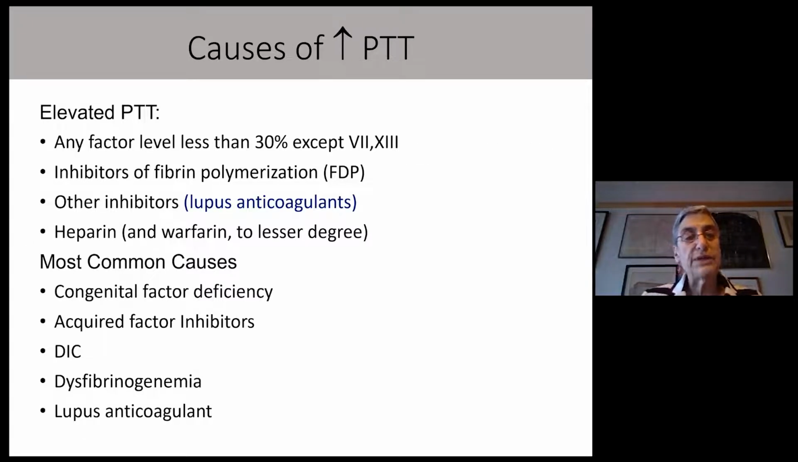Causes of an increased PTT include any factor level less than 30%, with the exception of factor 7 and factor 13. And again, it is affected by fibrin degradation products, other kinds of inhibitors, and heparin. The most common causes are congenital or acquired factor deficiency, acquired factor inhibitors, DIC, dysfibrinogenemia, and again, the lupus anticoagulant, which we'll come back to.